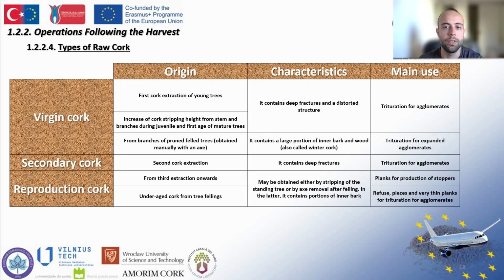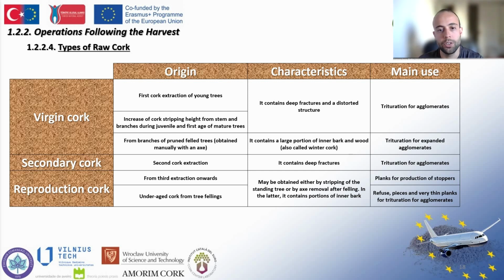The raw cork is divided into 3 types. First is the virgin cork. It is a type of cork extracted when the trees are still very young, around 25 years old. Therefore, it contains some defects, such as deep fractures. Secondary cork refers to the second extraction of cork, 8 to 9 years after the first, and it is still not in its best quality.